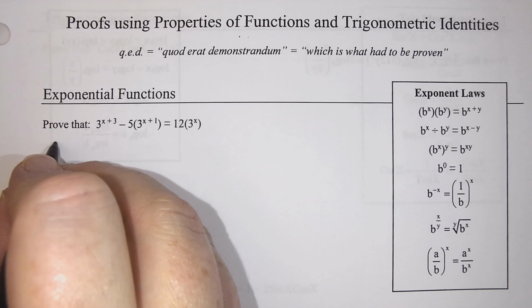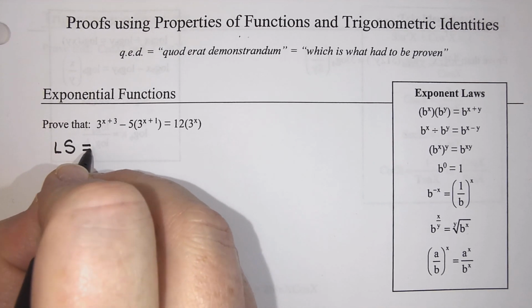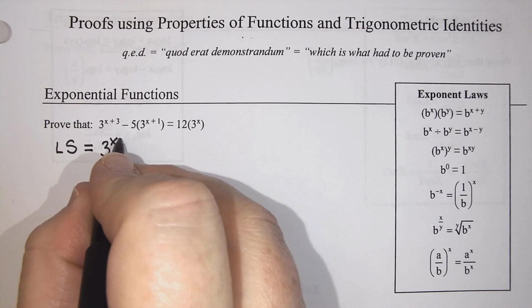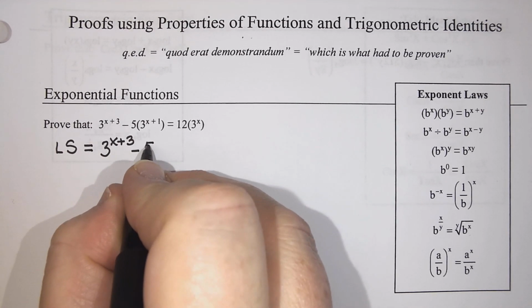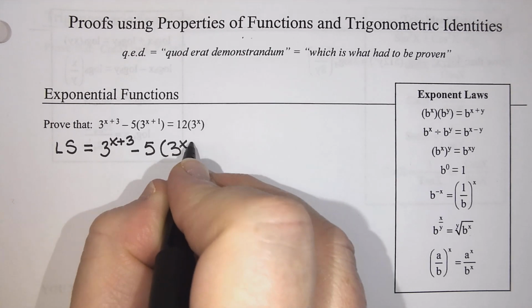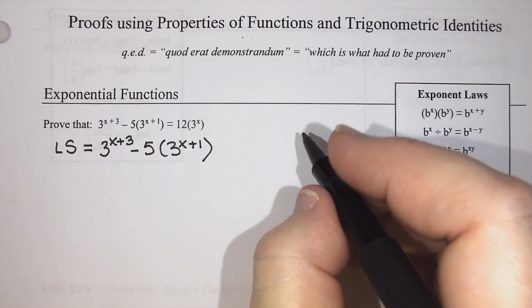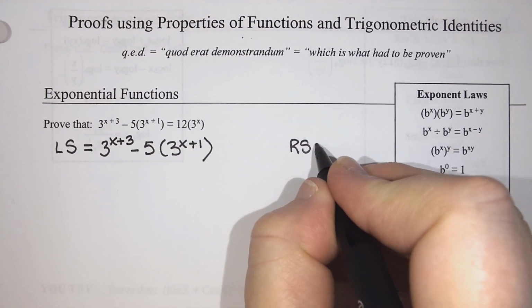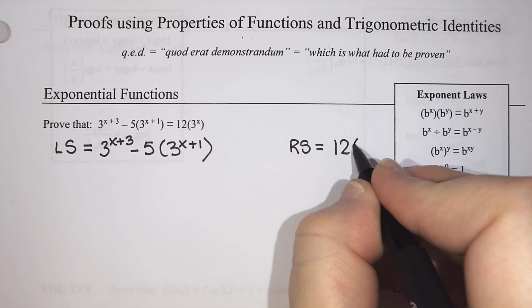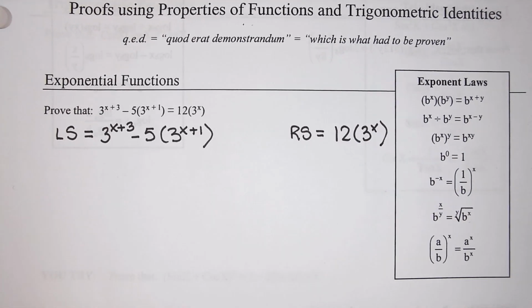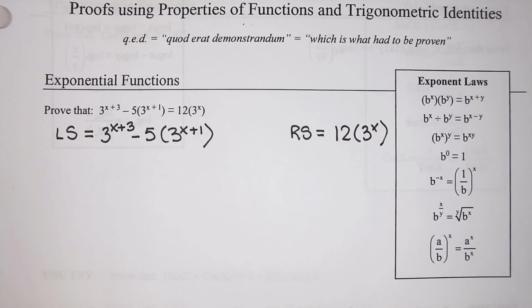So I'm going to write LS for left side equals, and then I'm going to copy the left side down. So that's 3 to the power of x plus 3 minus 5 times 3 to the power of x plus 1. I am not writing down the right side. If I wanted to, I could write right side equals, and then 12 times 3 to the power of x. We usually just pick one side to work on, and then if we get stuck, we'll go work on the other. But I am going to start by working on the left-hand side.